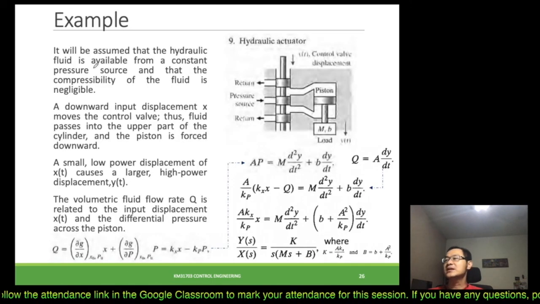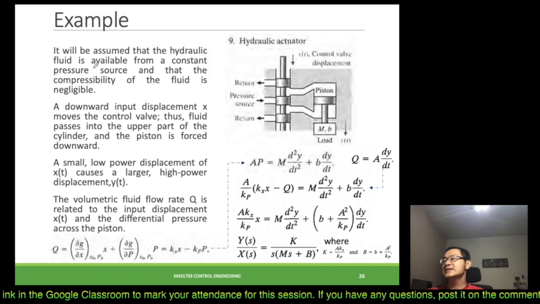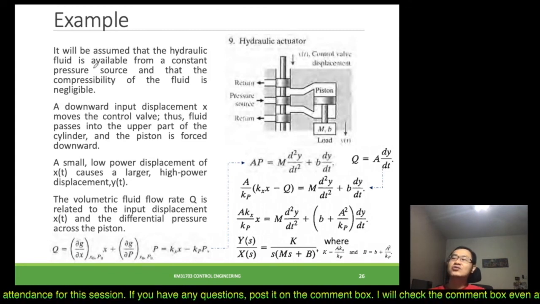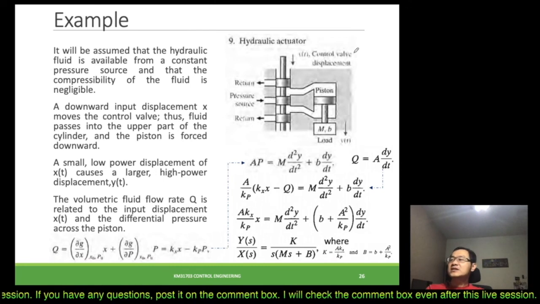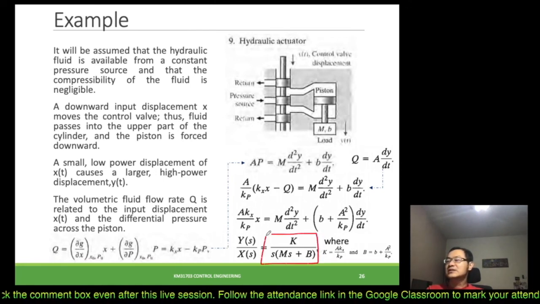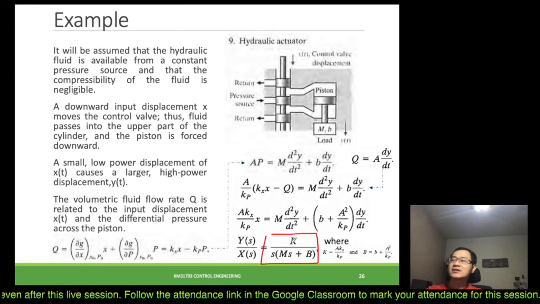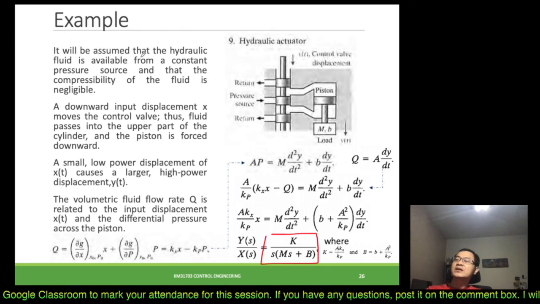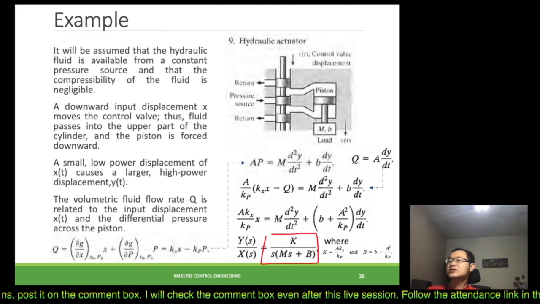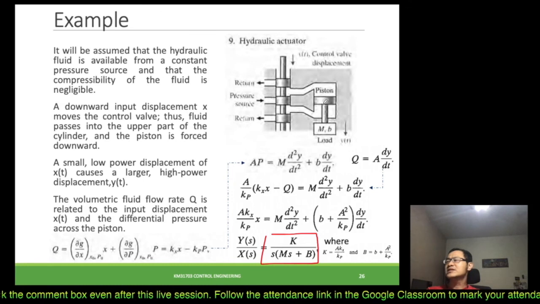This is mathematical, and here is an example of how you would see a physical system being transformed into a transfer function. It will be assumed that the hydraulic fluid is available from a constant pressure, and that the compressibility of the fluid is negligible.